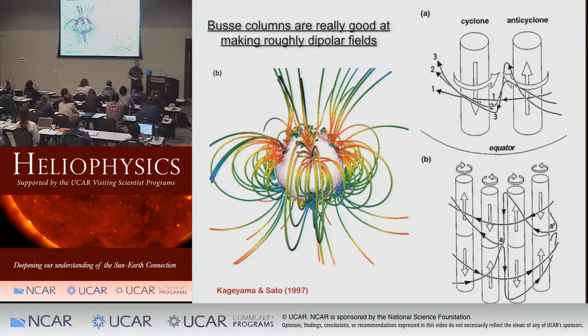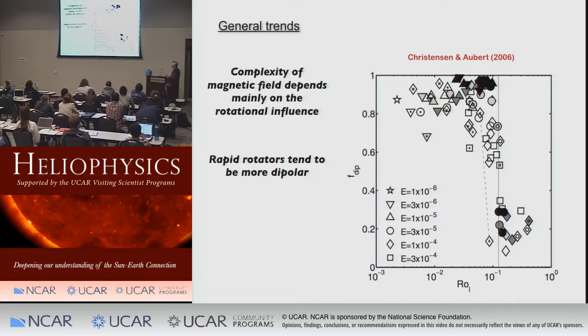So you can look at general trends. As you increase the rotation in these models, this is the Rossby number. A low Rossby number means very rotationally constrained. Rossby numbers approaching one or more means the convective timescales are now comparable to the rotation period, so it doesn't feel the rotation as much. But these are different Ekman numbers, different viscosities.